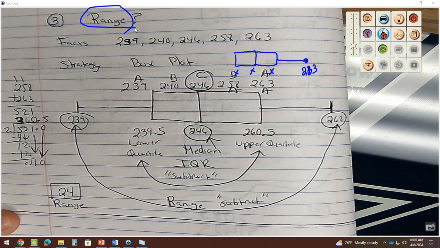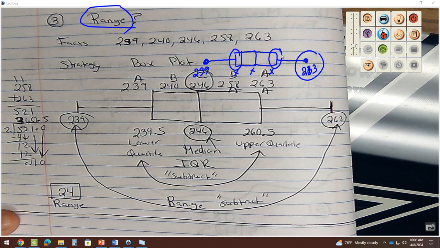I need the whisker at the top, the maximum, and I need the other whisker, which is the lower extreme, 239. It's not the lower quartile, it's the lower extreme. These are the quartiles, upper quartile and lower quartile. I do not need them.